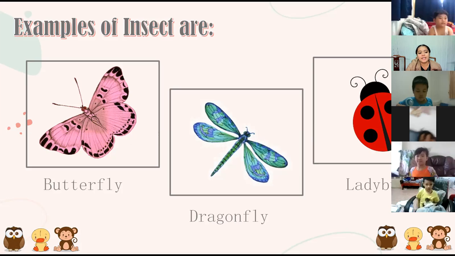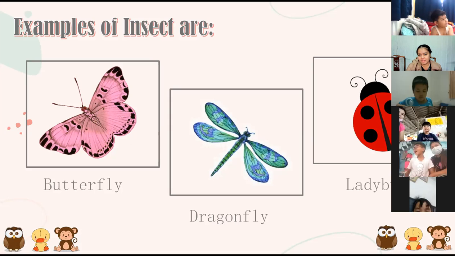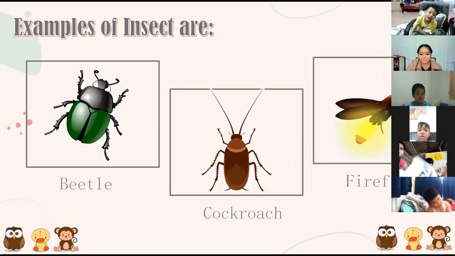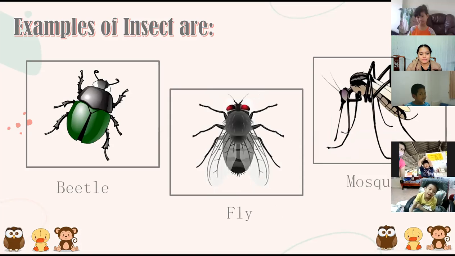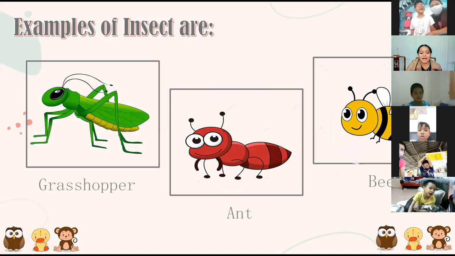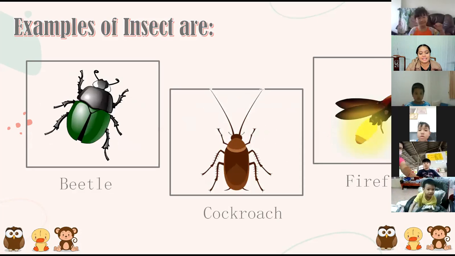So let's repeat. We have here ladybug. Can you say it after teacher? Ladybug. Dragonfly. Butterfly. Firefly. Cockroach. Beetle. Mosquito. Fly. Bee. And grasshopper. They are all an example of an insect. Very good. They are all called as an insect.